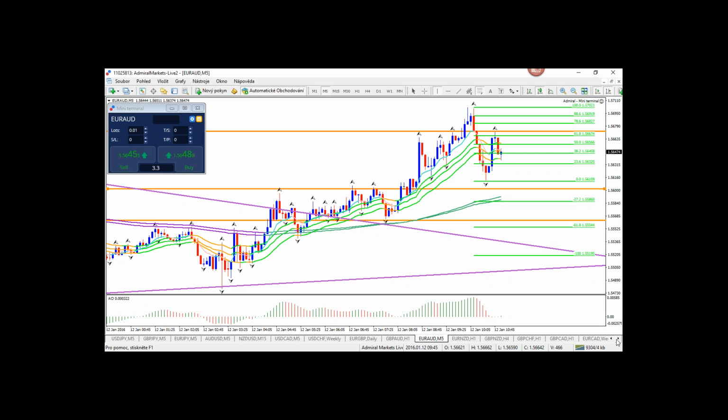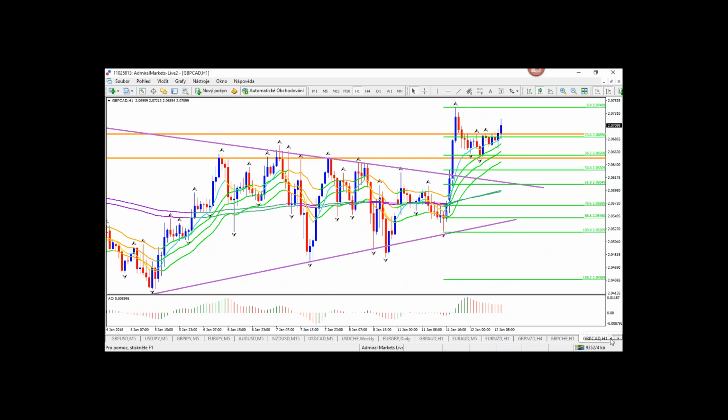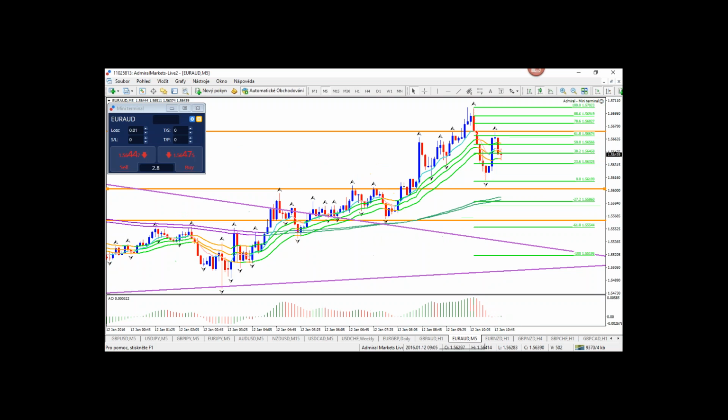All right, I think the pound CAD looks probably one of the better ones. The Euro Aussie still looks good to me as well. The Kiwi looks good, I think. Those probably look the best to me: Euro Aussie and Kiwi, and pound CAD. Yeah. Those are my 2 cents.